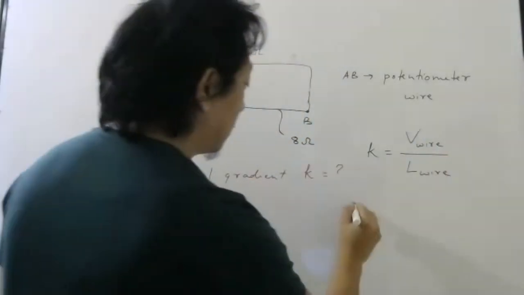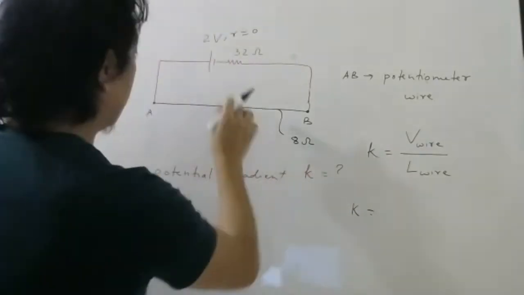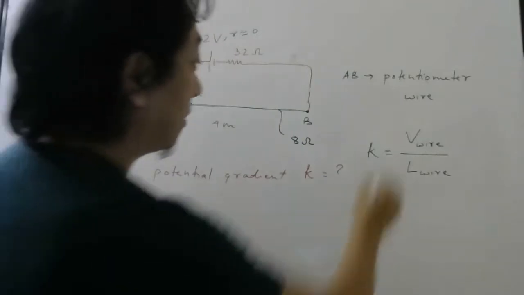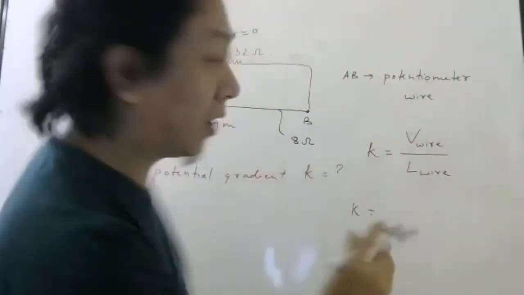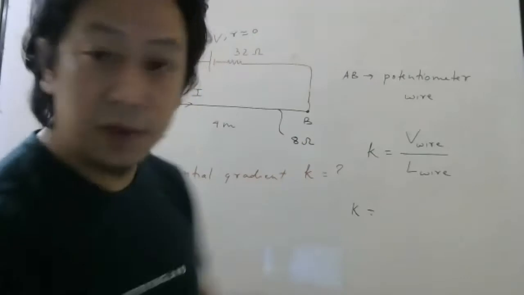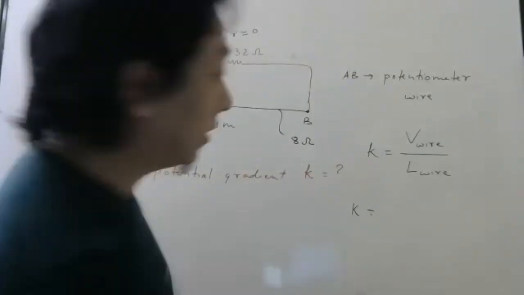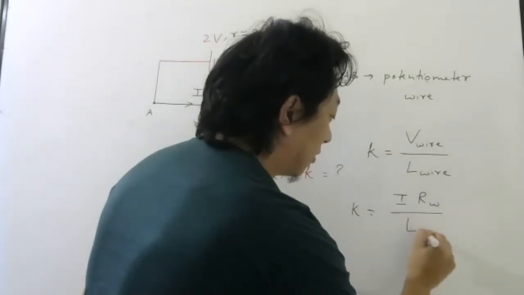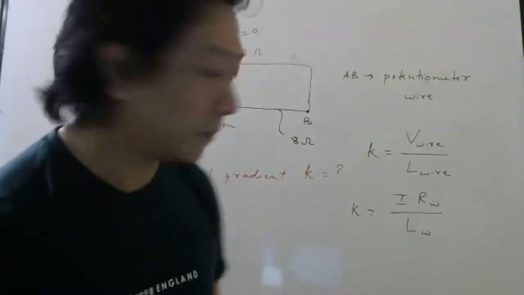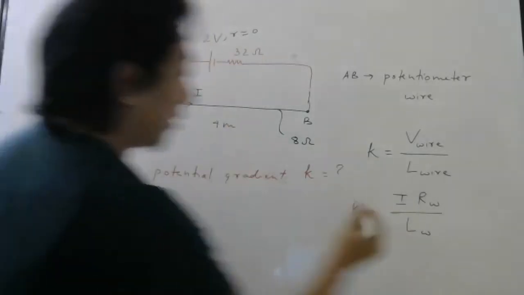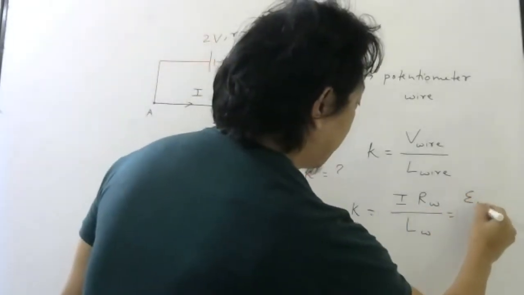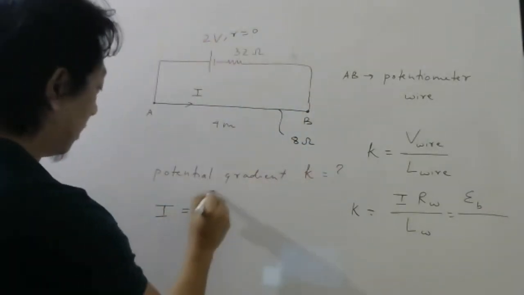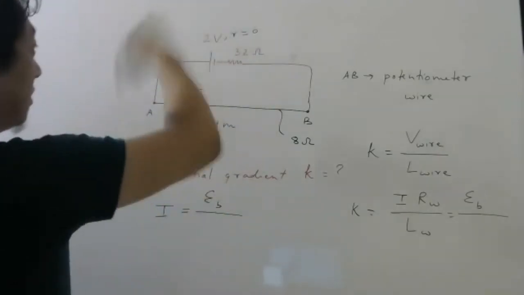Now, what is the potential difference for this wire? This battery will send some current I. From Ohm's law, because this potentiometer wire has some resistance, 8 ohm, the potential difference will be current into resistance of the wire, divided by length of the wire. Revision I am doing. How much current will be flowing, you know already: EMF divided by total resistance.